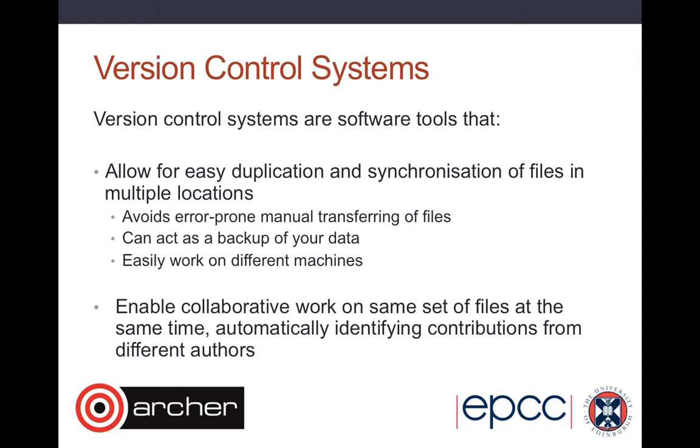Version control systems, because they have these snapshots, also act as a backup of your data. Now whether they actually act as a backup still depends on where the snapshots are stored. Obviously, if you store these snapshots at the same place where the files themselves are located, and that machine is somehow damaged, the hardware is somehow damaged, then you still lose your data. So this easy synchronization means that you can easily work on different machines.